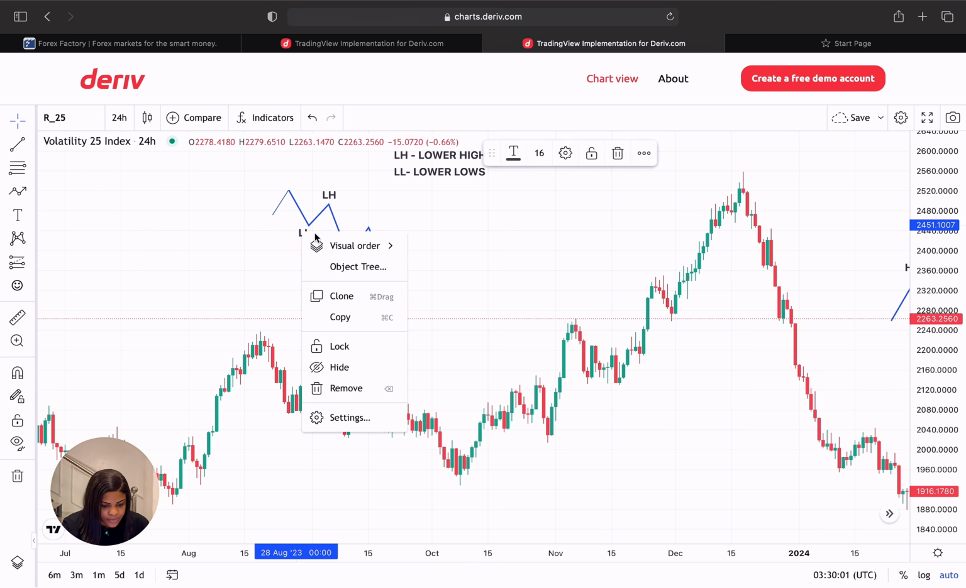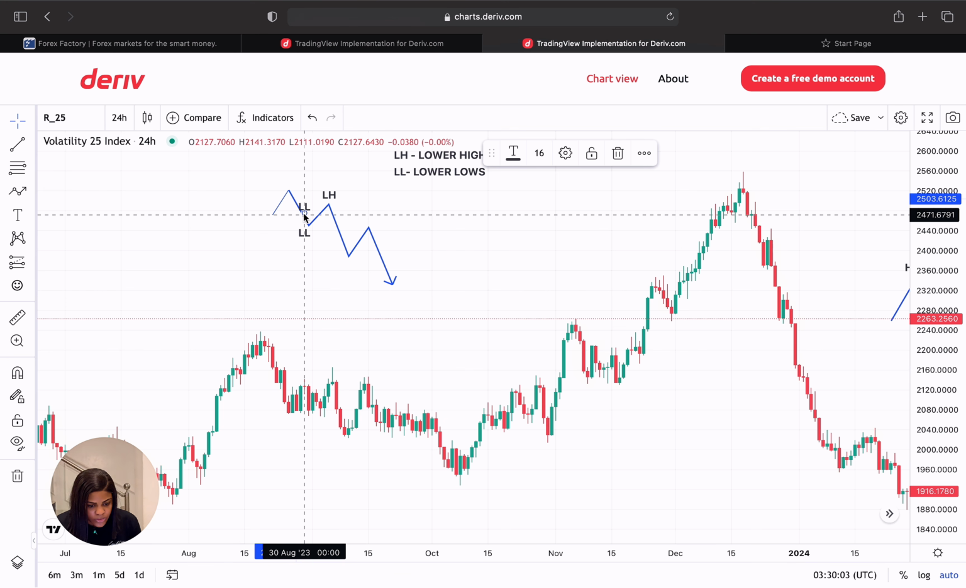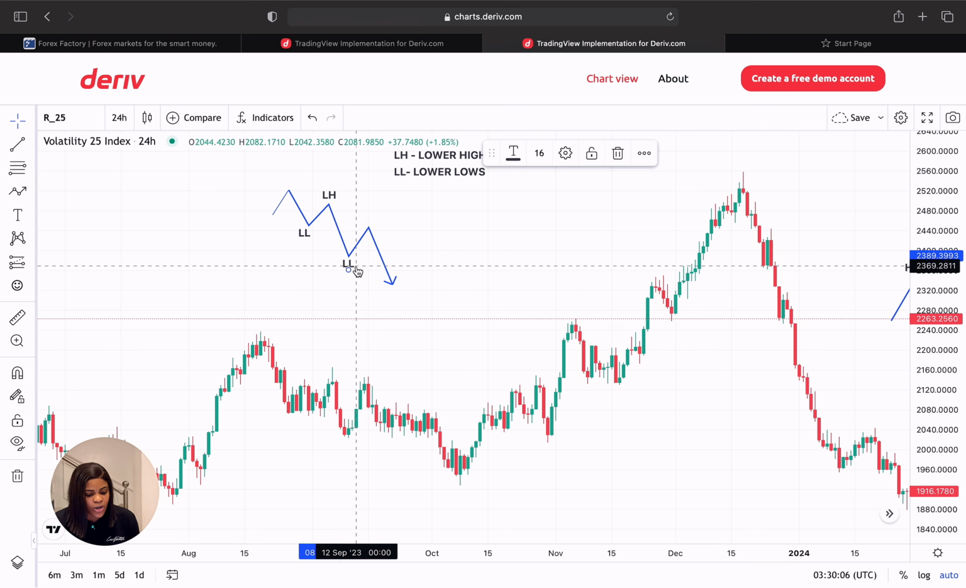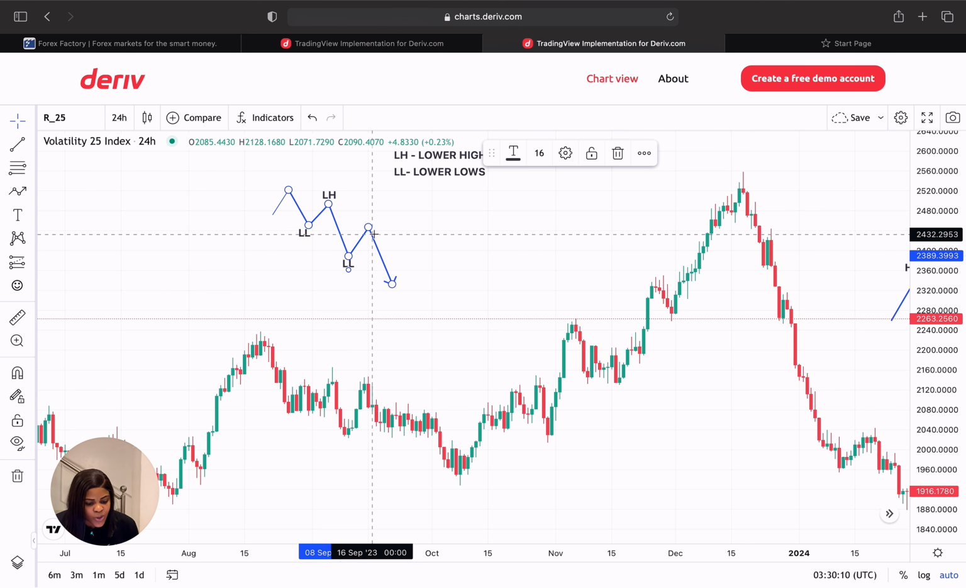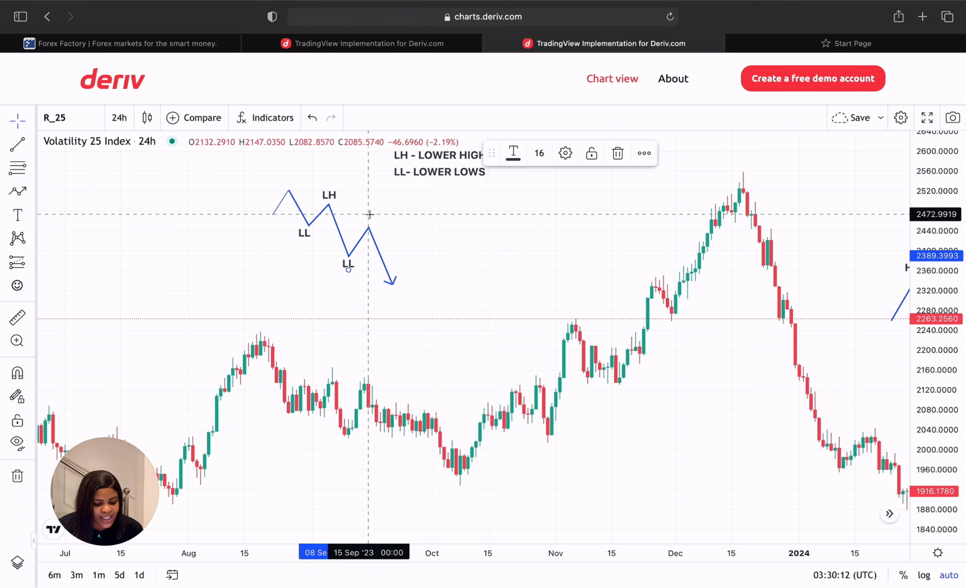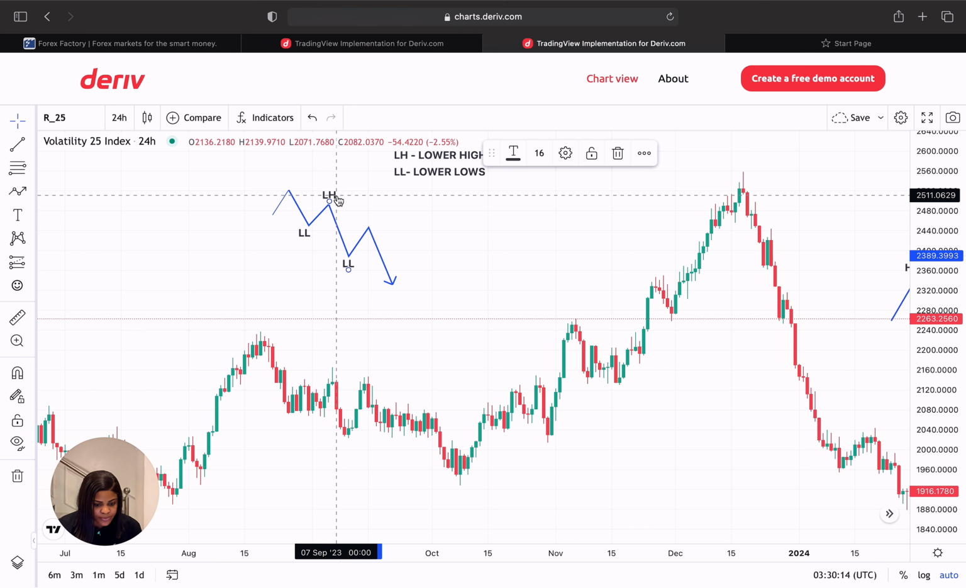Let's target. Lower low, lower than the previous low, right? If it's going up, it should create what? A lower high that is lower than the previous high. Let's target.